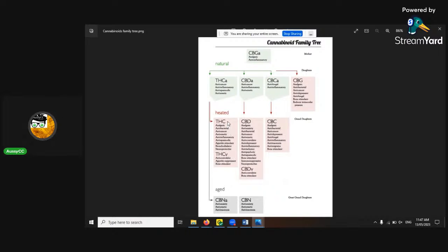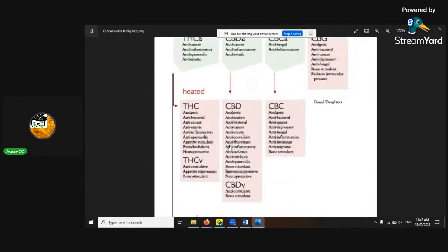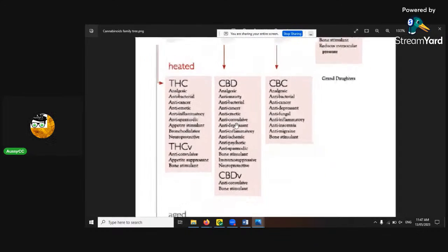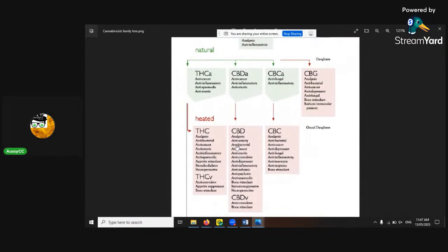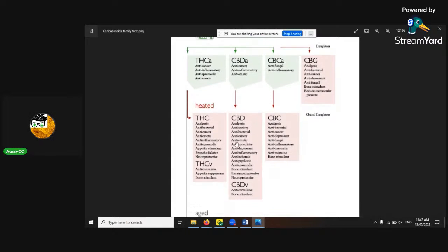And you see, once it's turned into this form, look at the different amount of anti-properties there are. There's a lot more. So it pays to know the temperatures to unlock them at. That's why I really like my digital Volcano or the digital Mighty, so you can get the best out of it and know you're exactly getting what you want.